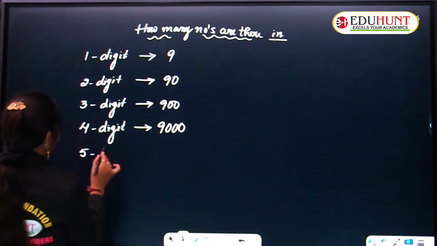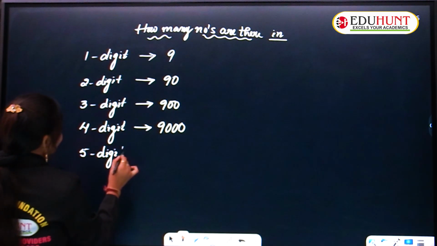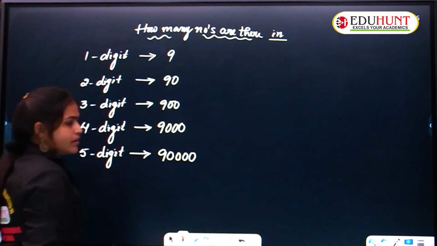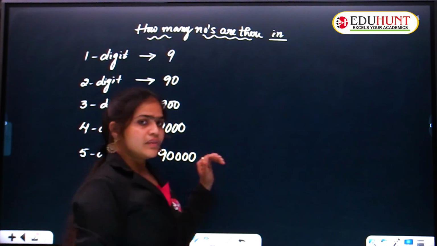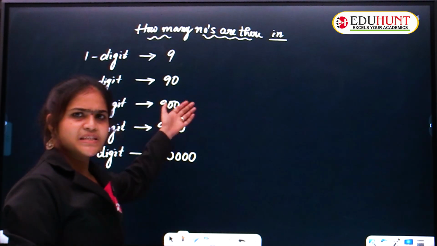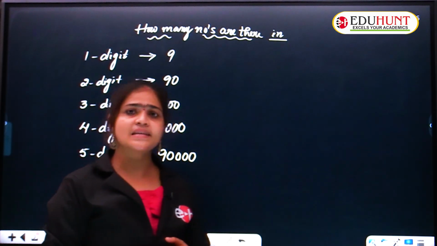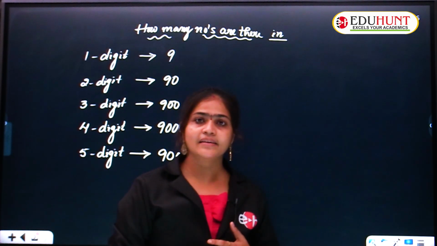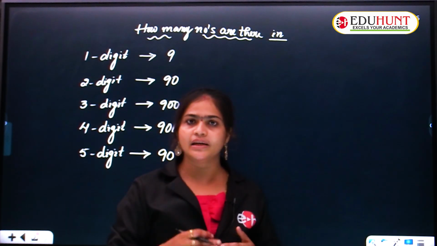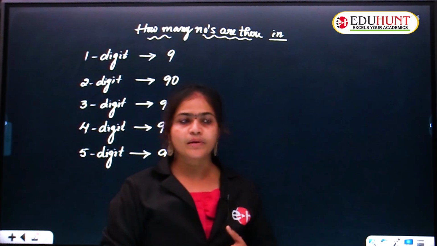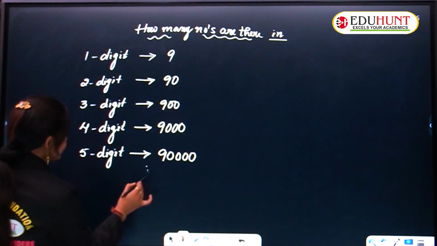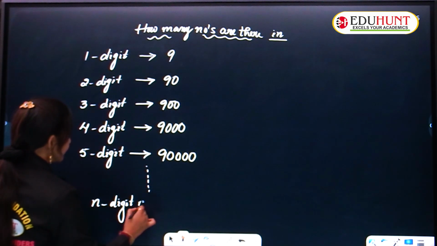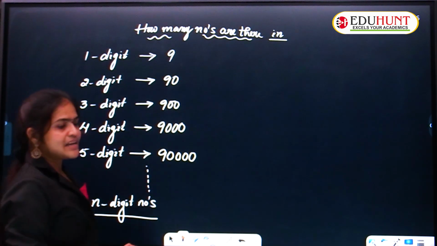For example, 5 digit numbers. How many 5 digit numbers are there? Here 3 zeros, no? Then here 4 zeros. If you don't know that, for all these numbers, 1 digit, 2 digit, 3 digit, we can easily write. How many 100 digit numbers are there? How many 1000 digit numbers are there? How many n digit numbers are there? N means you can take any value, any number of digits. Understood? In such cases, and so on, how many n digit numbers are there in all?